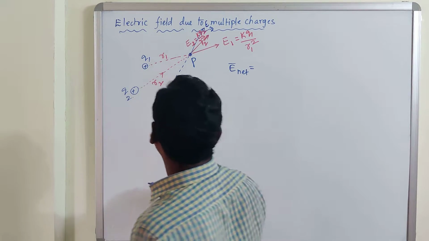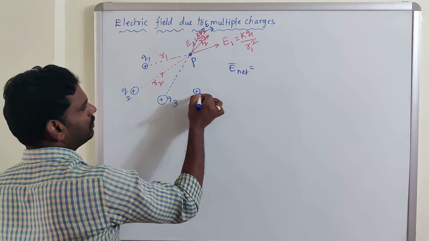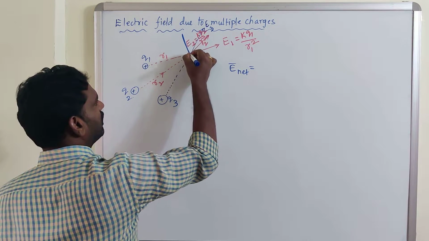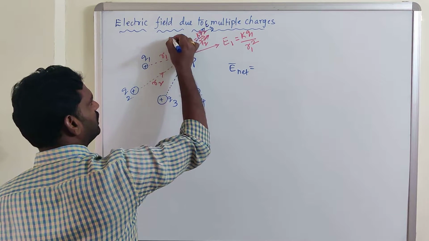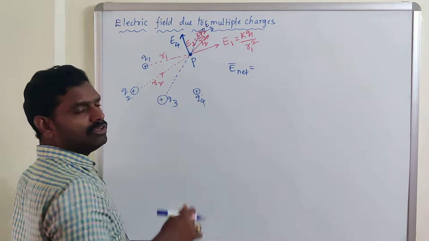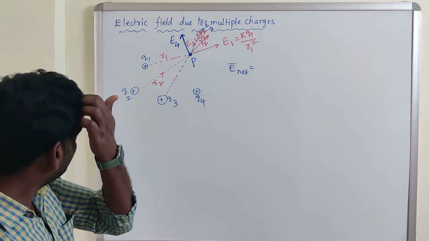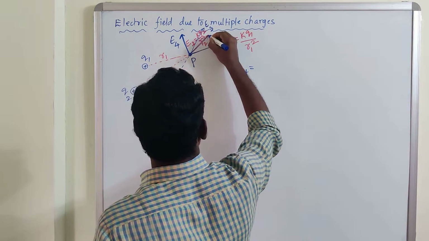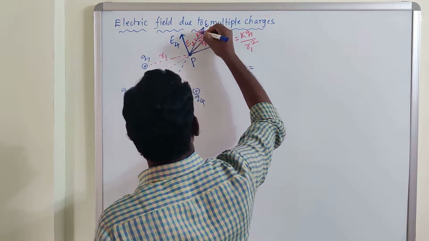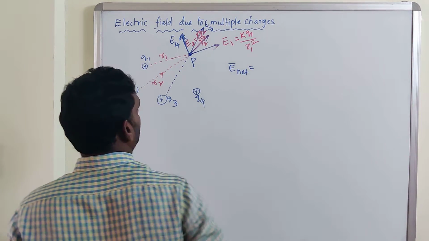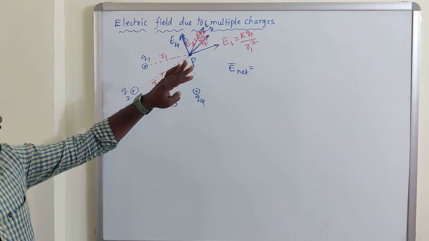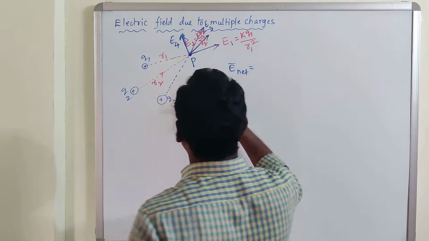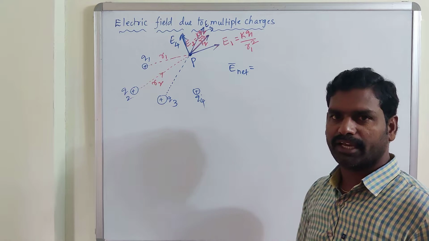And also the electric field due to Q4 at point P is away from the charge, because this is also a positive charge. So here E1 has come, this is E2, this is E3, this is E4. All the electric fields are pointing along different directions, so we need to take care of magnitude and directions.